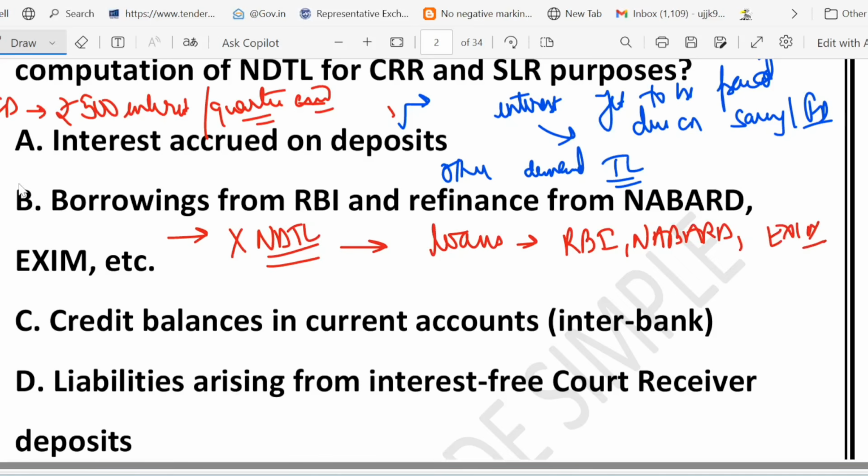But remember, NDTL includes liability to the public and other banks. Try to understand what I'm telling you, that this particular NDTL includes liability to the public and other banks, not from institutions like RBI. These are loans from RBI, NABARD, Exim Bank, but NDTL does not include such loans. So this is excluded. You can think of it like this: if I borrow from my boss, that is RBI, it is not a general liability to the public or other banks. So it stays out of NDTL.